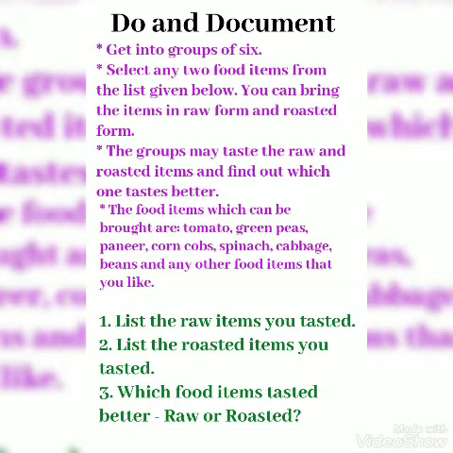Do one activity. Get into groups of 6. Select any 2 food items from the list given below. You can bring the items in raw form and roasted form. The groups may taste the raw and roasted items and find out which one tastes better. The food items which can be brought are tomato, green peas, paneer, corn cobs, spinach, cabbage, beans, and any other food items that you like.